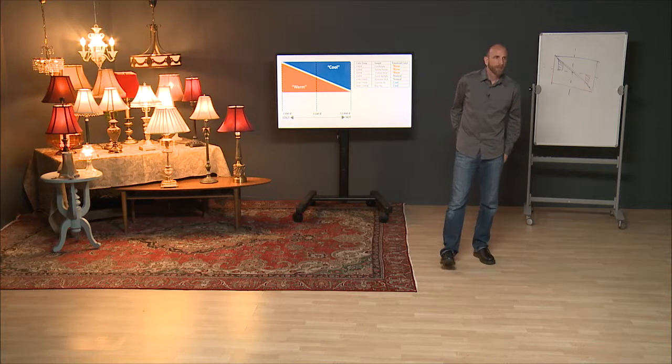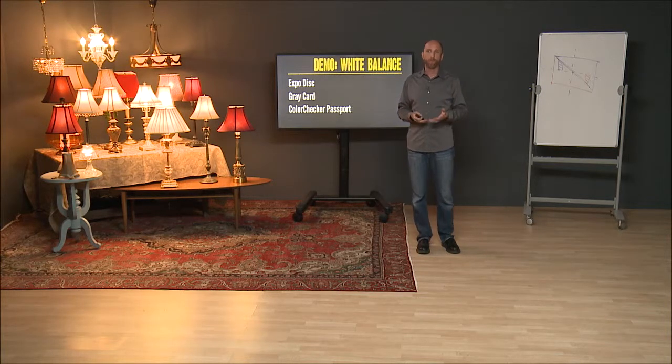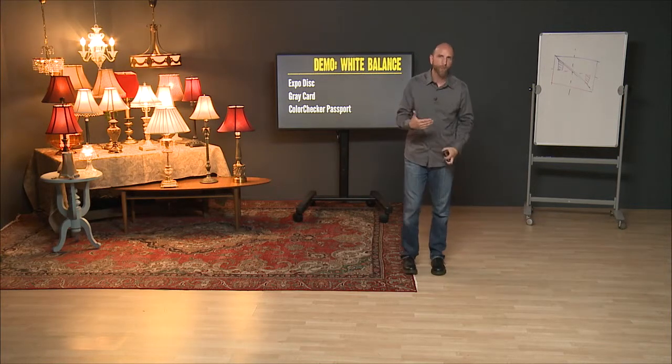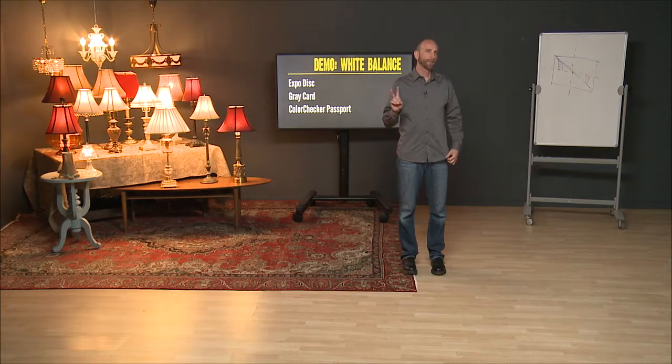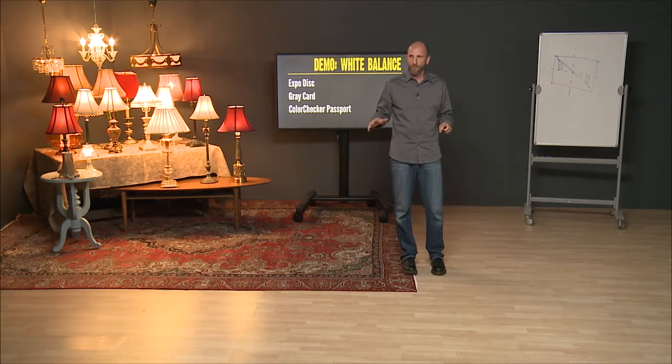Okay, so what we need to do is we need to do a demo. And I'm going to show you several ways to set your white balance in your camera. Now this happens in different ways. On a Nikon, it happens one way. On a Canon, it happens a different way. On a Sony, it happens a different way. On a Fuji, it happens a different way. So there's no way we could go through every single camera manufacturer out there.